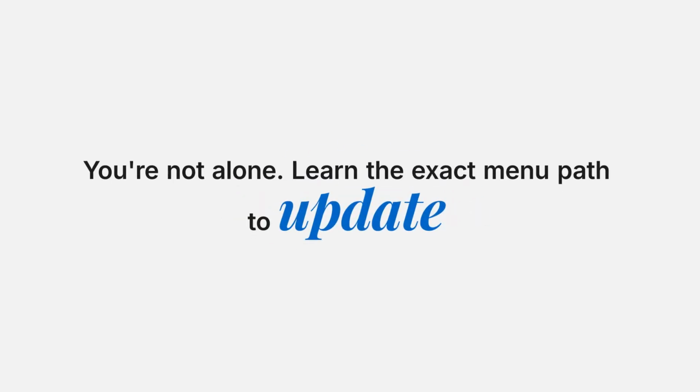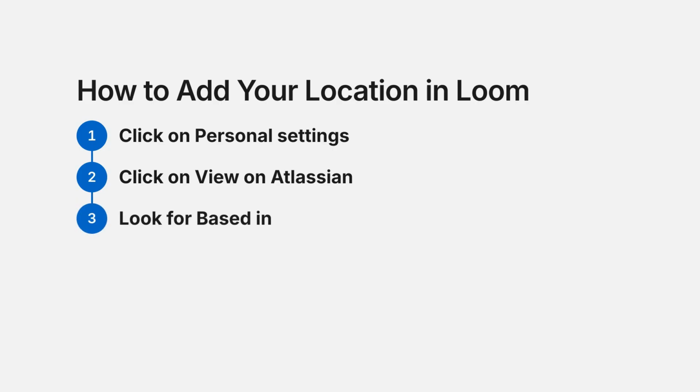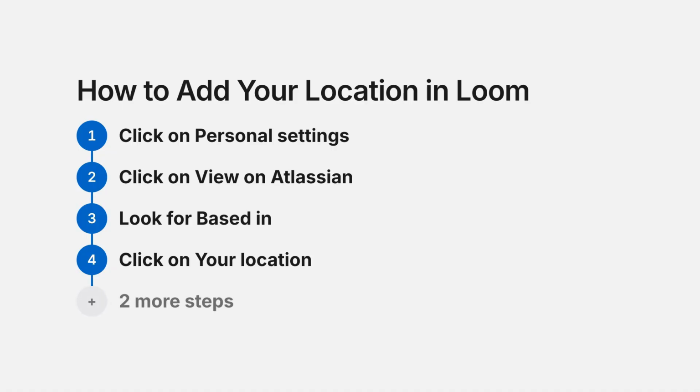Frustrated trying to find your location setting in Loom? You're not alone. Learn the exact menu path to update it in under 2 minutes. In just 6 steps, you'll go from Loom's homepage to updating your profile. Follow along as we click through Personal Settings, View Atlassian, and edit your location.